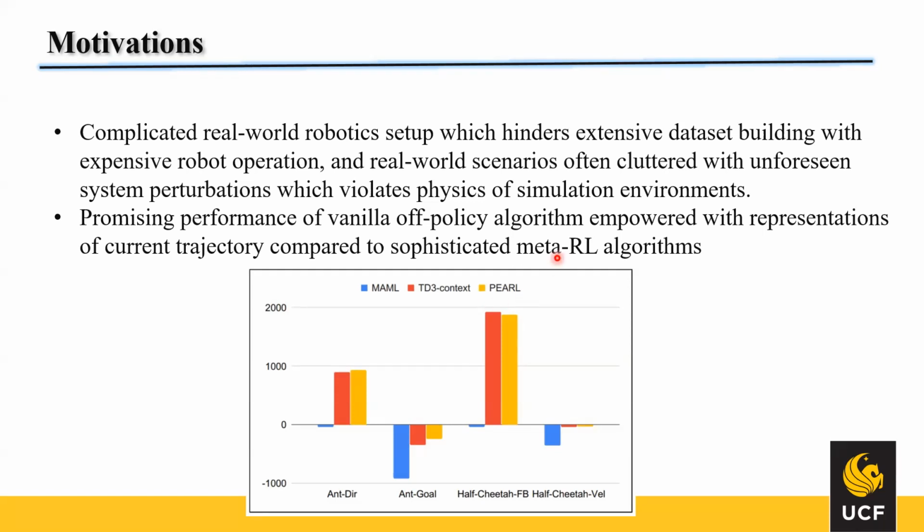the meta-trained policies. Also, the authors have found that if we apply a non-meta reinforcement learning algorithm and modify it with the context variable, which is a representation of the current trajectory, it can give promising performance compared to the current meta-RL algorithms. So if we compare TD3 context with two meta-reinforcement learning algorithms, one is MAML and one is PEARL, we see that TD3 context has given promising performance on 4 different control benchmarks.